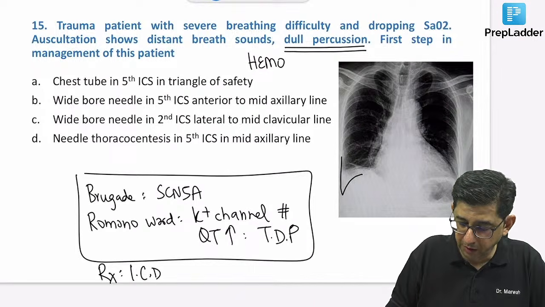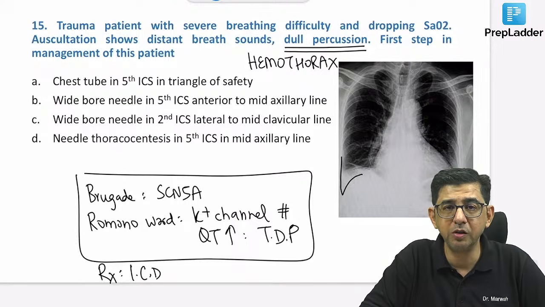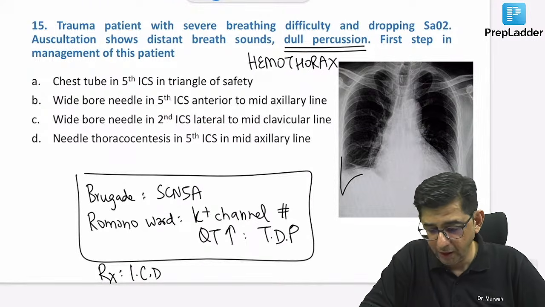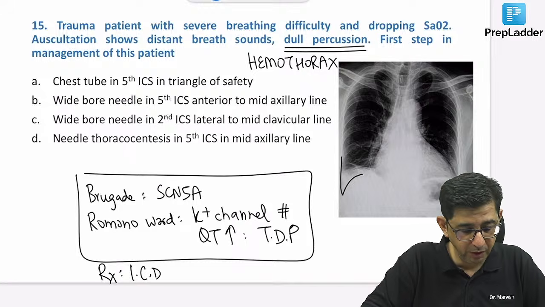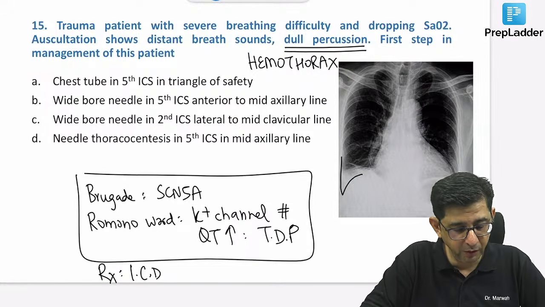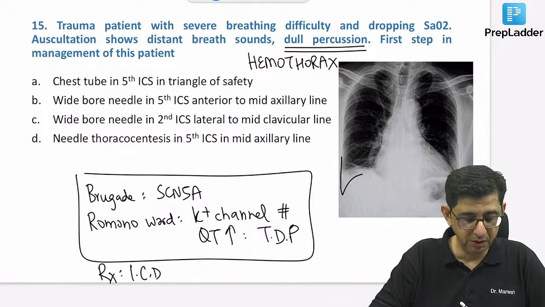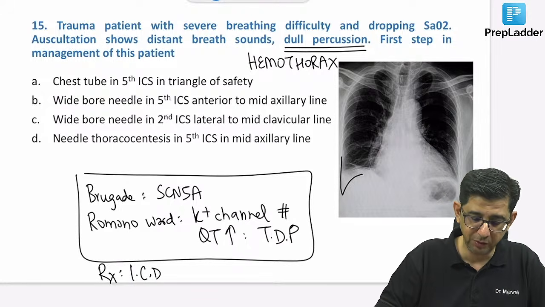It's not necessary that every time a guy has trauma to the chest, it will result in a pneumothorax. The guy is having a hemothorax. That is why the blunting of the costophrenic angle is occurring in this patient, and even the auscultation is showing distant breath sounds because there is blood covering the lung. So what we need to do is take care of this blood. Yes, guys, more comments now. Hit the comment box. I would like everybody to be very particular about this: if it is a hemothorax question, what will we do? Put in a chest tube, the blood will drain. So a chest tube in the fifth intercostal space in the triangle of safety would be required.